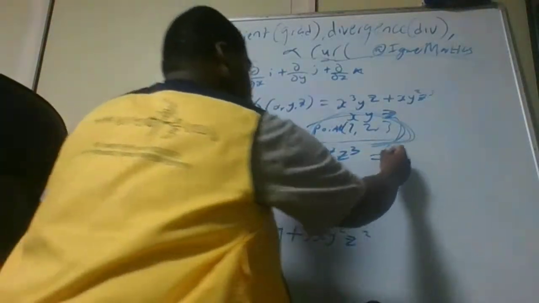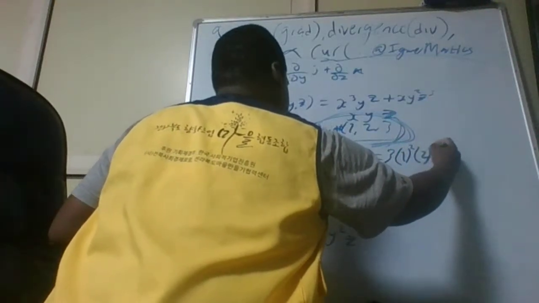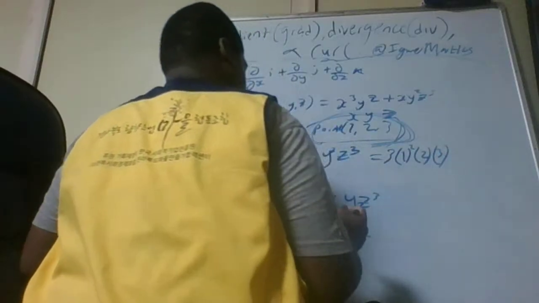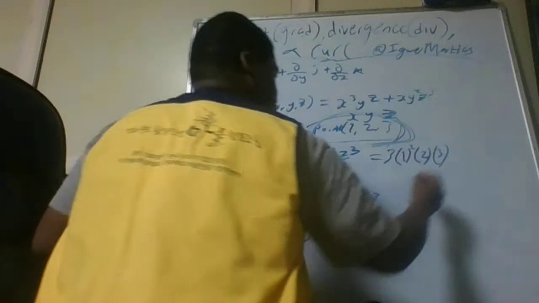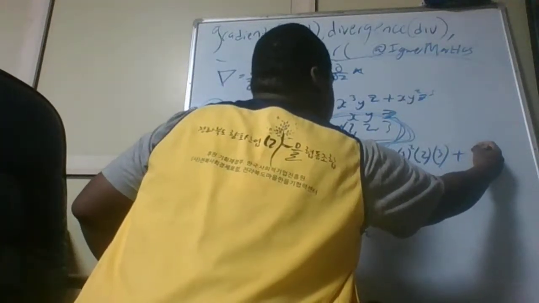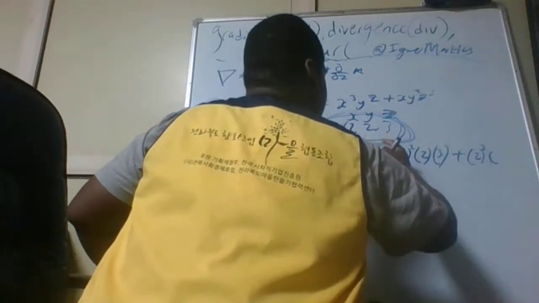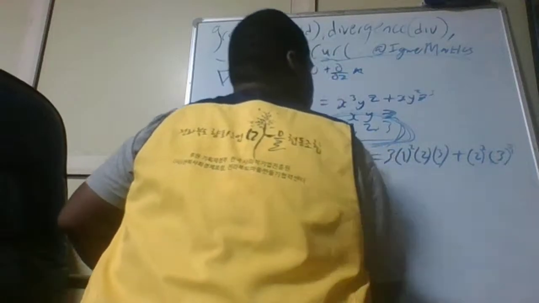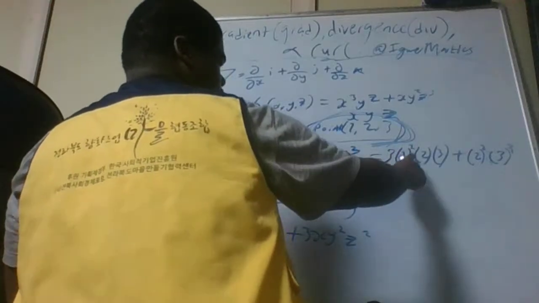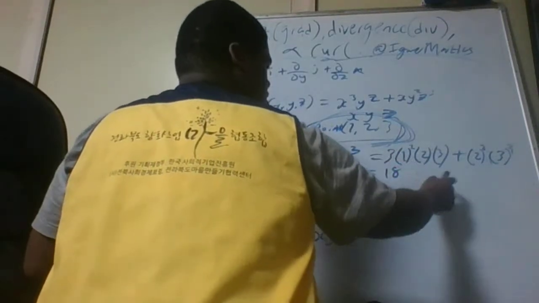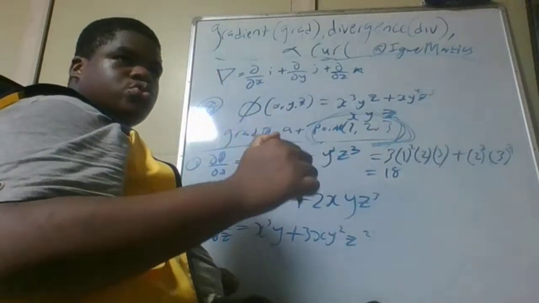this will equal 3 times 1 squared times 2 times 3, plus y squared, that is 2 squared, times 2 squared times 3 cube. This is going to equal 3 times 1 whole squared, that's 3, times 2, that's 6, times 3, that's 18. 2 squared, that's 4, 3 cube, that's 27. 4 times 27 is 108.